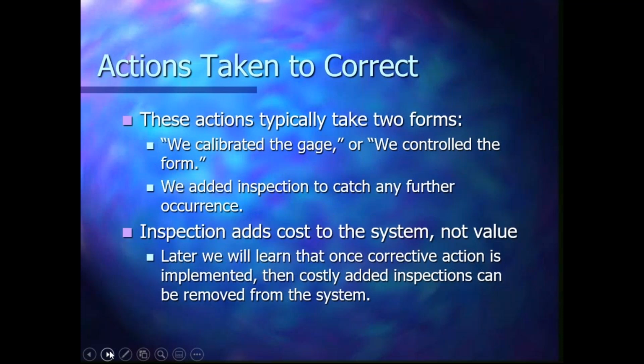So if a gauge is found to be in a suspect or uncalibrated state, it would be, we calibrated that gauge. Or if an uncontrolled form was found, we controlled the form. But it can also be adding a layer of inspection to catch any further occurrence. Keep in mind, however, that inspection adds cost to a management system. It's not really adding value. And later we're going to see that once a true corrective action is discovered, because we know the root cause, then costly added layers of inspection can be removed.